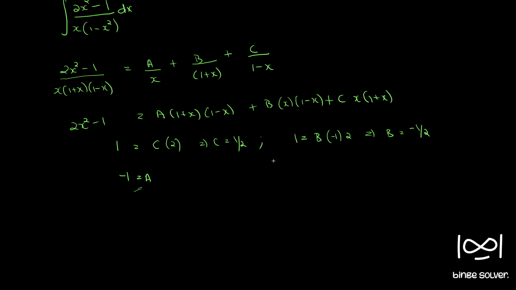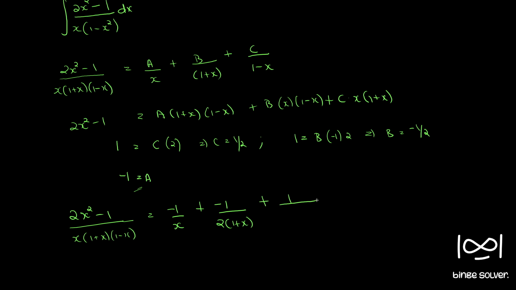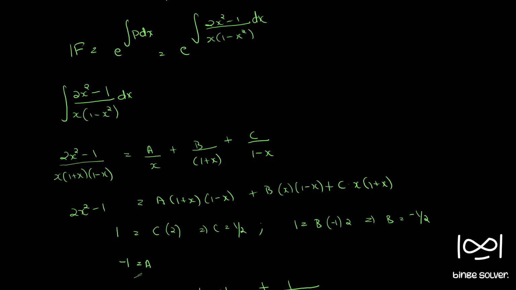Now this means 2x square minus 1 by x into 1 plus x into 1 minus x is equal to a by x, so minus 1 by x, plus b by 1 plus x, so b is minus 1 by 2, minus 1 by 2 into 1 plus x, plus c, so plus 1 by 2 into 1 minus x. So now this is easily integrable, so you can integrate this.